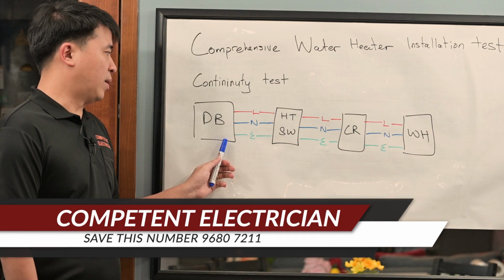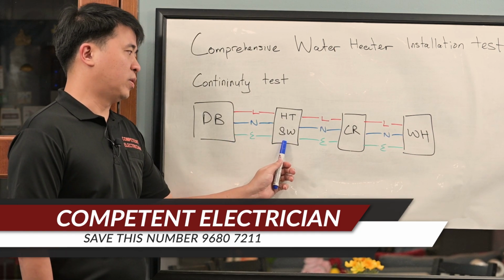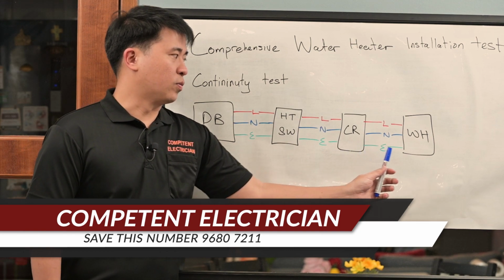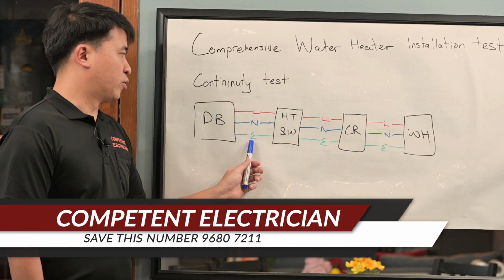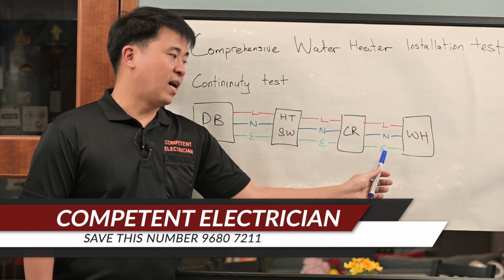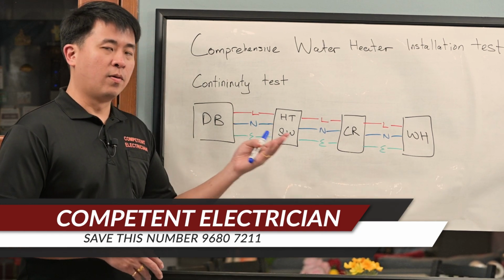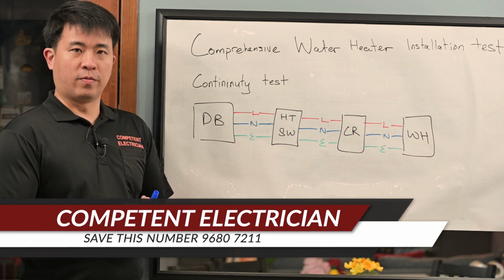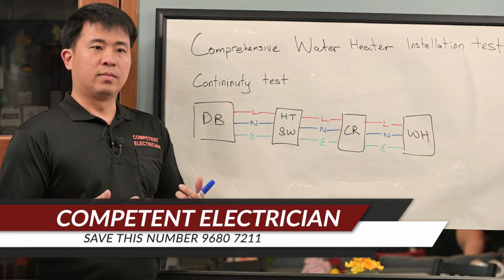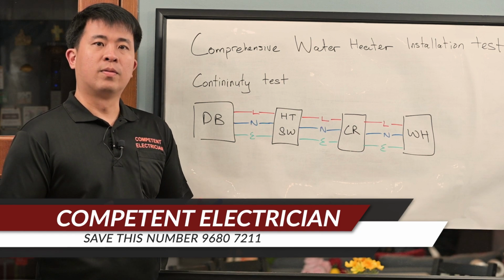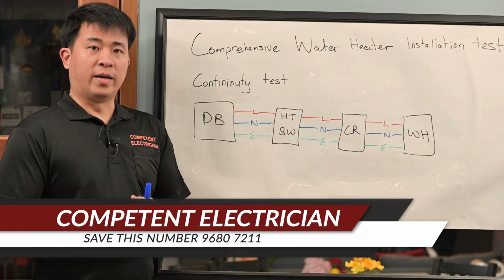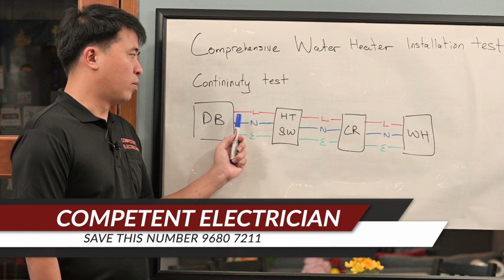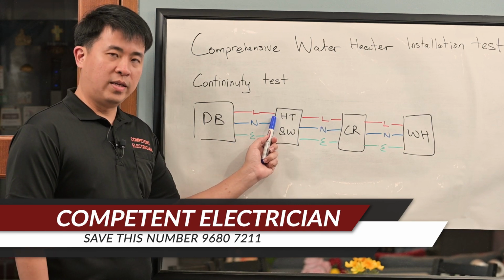Now there are 3 cables from the DB to the heater switch, from the heater switch to the ceiling rose, and from the ceiling rose to the water heater. So in total there is 3, 6, 9. 9 wires for 1 water heater installation. In total there are 18 for a house. Commonly there are 2 sets of water heaters in an HDB house. A continuity test is to test that the cable from this end to this end has continuity.